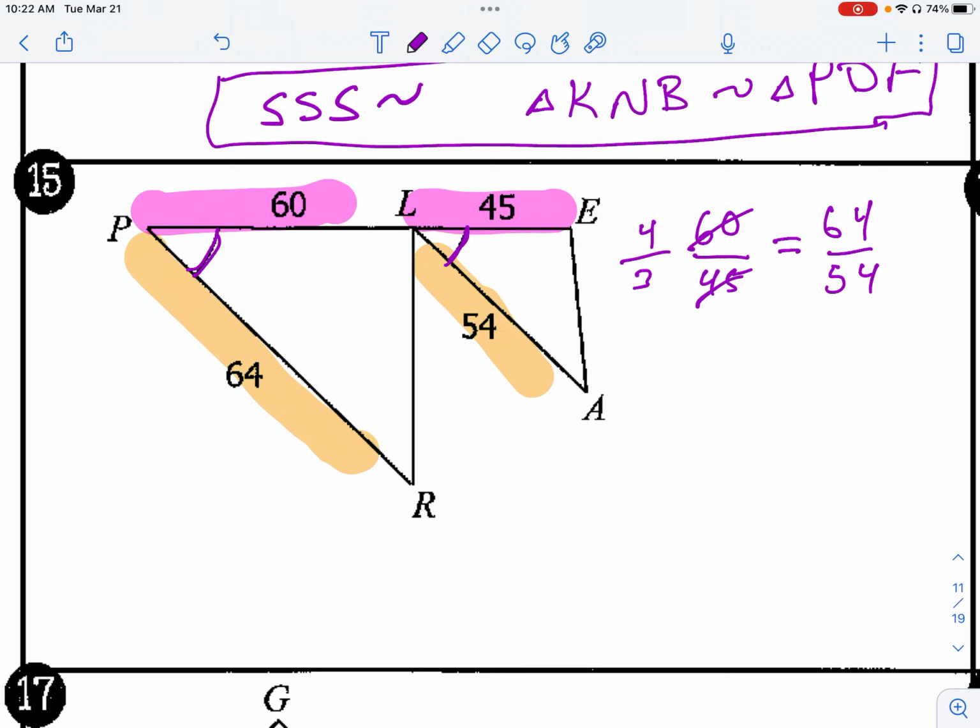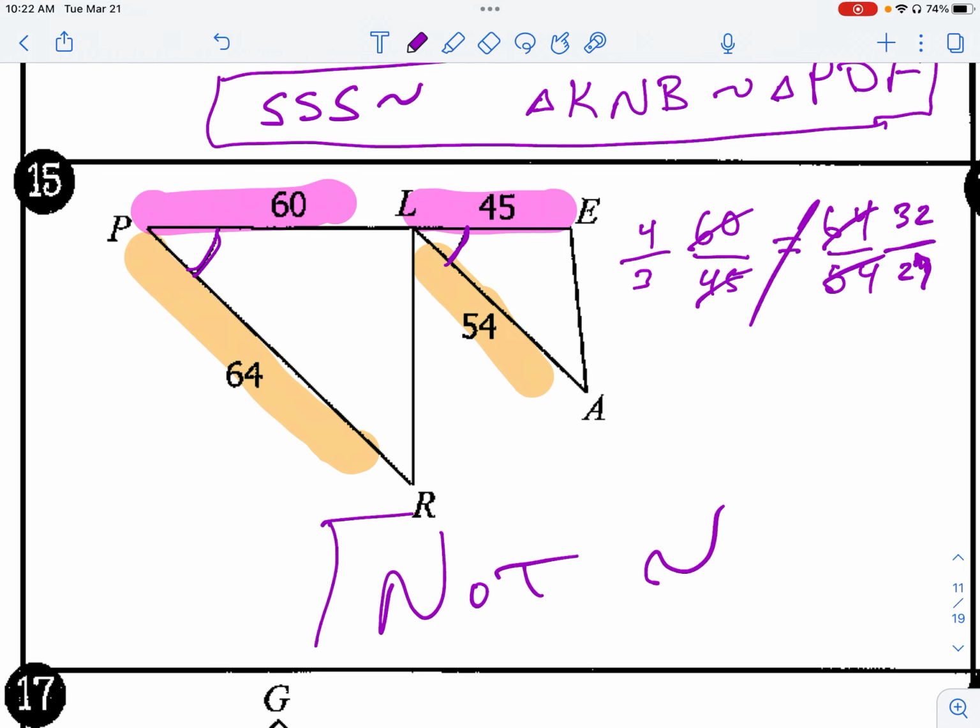Let's see, 64 would be 16 times 4. 54 is divisible by 3. 64 is not divisible by 3. Because if we take 54 divided by 3, we get 18. Or we can just divide them by 2, get 32 over 27. 32 is 4 and 8, 27 is 3 and 9. They are not proportional, so they are not similar.